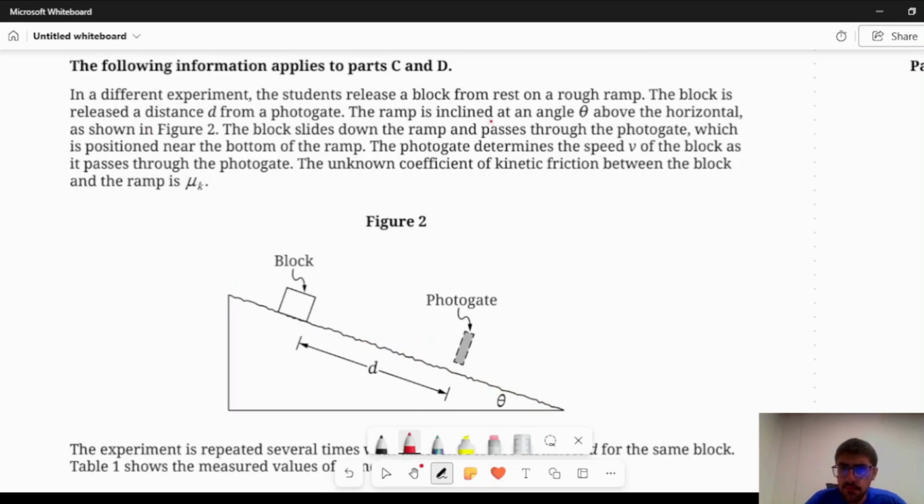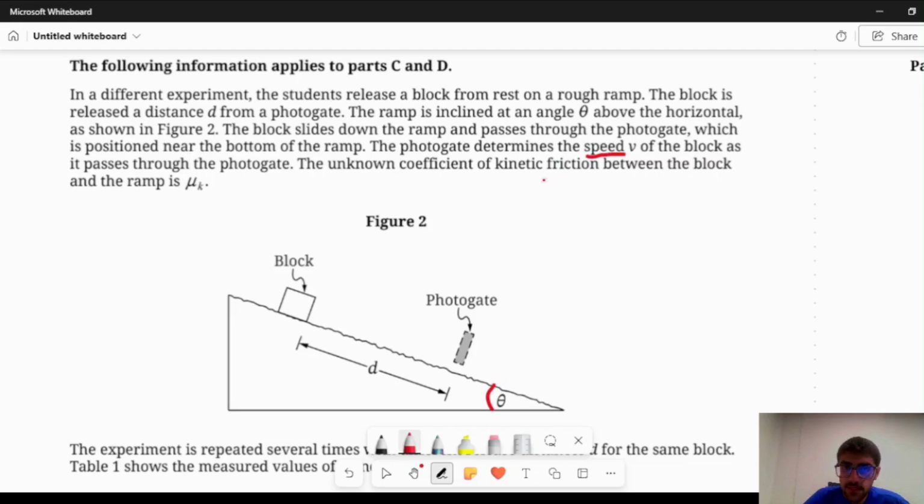I'm pretty sure the photo gate measures velocity. The ramp is inclined at an angle theta above the horizontal, so they gave us theta. Theta is given, that's good. As shown in figure 2, the block slides down the ramp and passes through the photo gate, which is positioned near the bottom of the ramp. The photo gate determines the speed v of the block as it passes through.